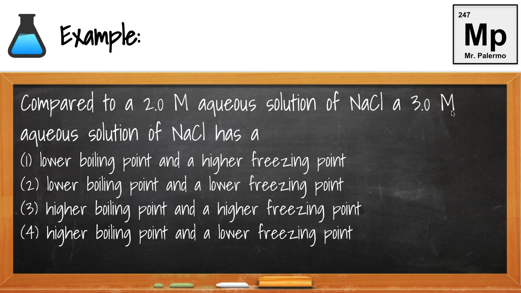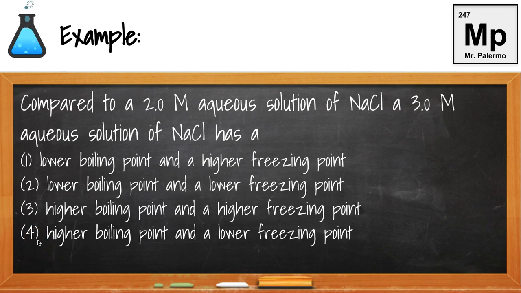If we have more particles, we're going to have a greater effect on the freezing and boiling point. And so the 3 molar aqueous solution is going to have a greater effect on that. The boiling point of the 3 molar solution is going to be higher and the freezing point is going to be lower. So a higher boiling point and a lower freezing point, choice 4.